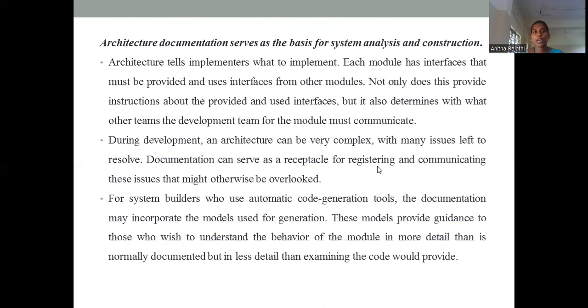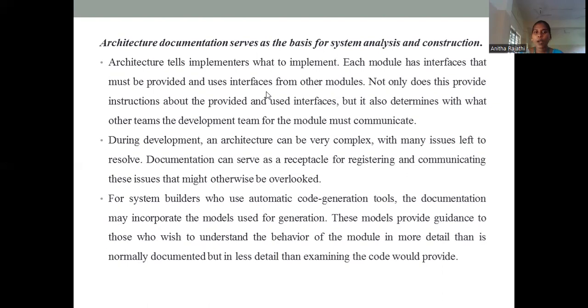So usually the architecture will tell implementers what to implement. It will tell what to implement and what are the different modules we have, how these modules have been provided, and which modules we are using. Every module has an interface that must be provided and uses interfaces from other modules. Either we have to provide the module, or we will be taking help from the other modules.